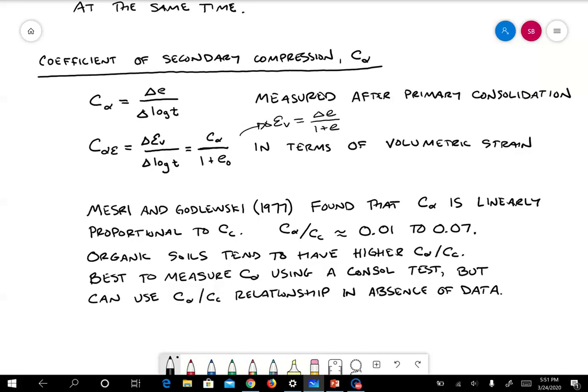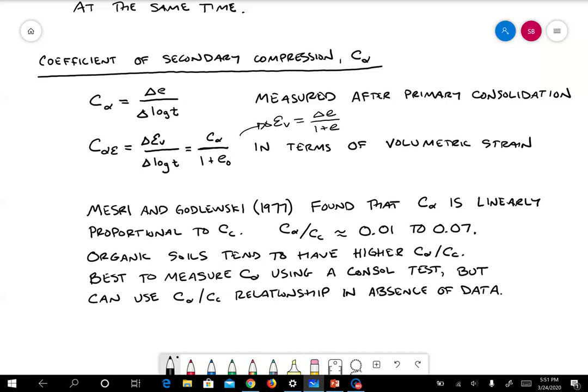There are some empirical relationships, though. Mesri and Godlewski, 1977, developed an important concept that C alpha is linearly proportional to C sub C, the virgin compression index. They found that C alpha over C sub C was equal to 0.01 to 0.07, just a constant number, with the 0.01 really being for inorganic materials that are generally probably lower plasticity, and 0.07 being like a peat, a very high organic content soil.